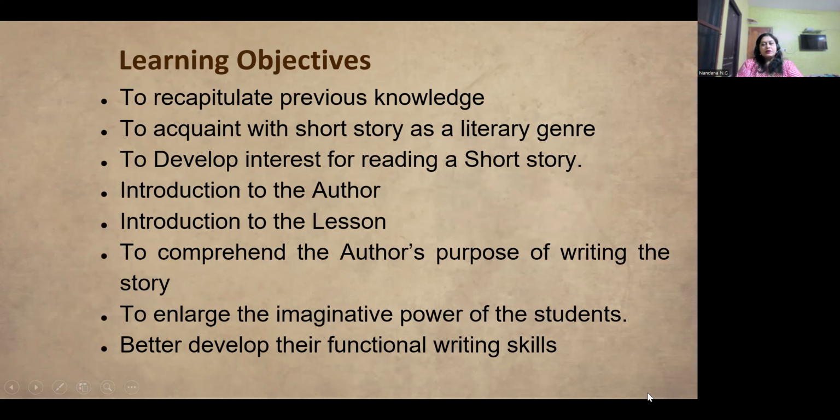The learning objectives of this session: to recapitulate previous knowledge, to acquaint or familiarize ourselves with the short story as a literary genre. Genre means a type. To develop interest for reading a short story, introduction to the author, introduction to the lesson, to comprehend the author's purpose of writing the story, to enlarge the imaginative power of students, to better develop their functional writing skills. Let us see whether all these objectives will be met through the course of this session.